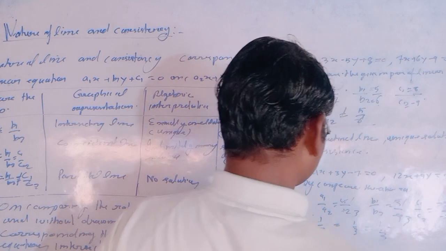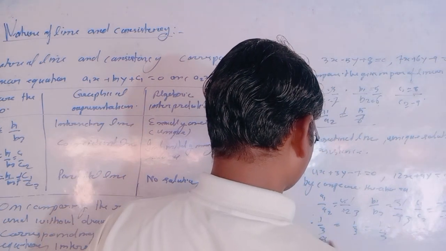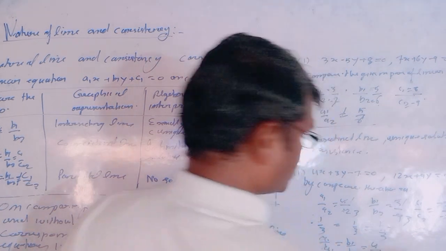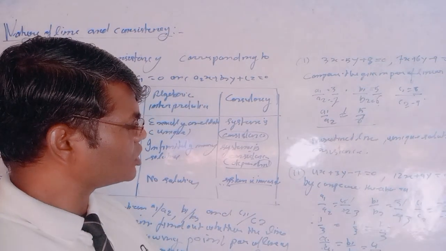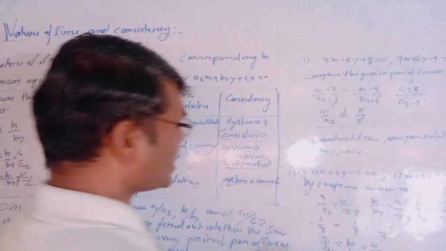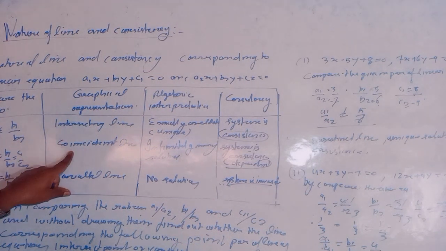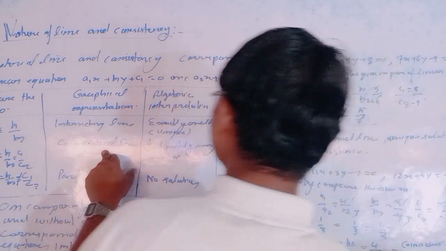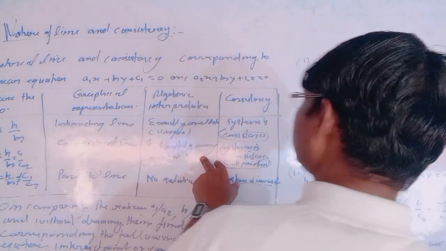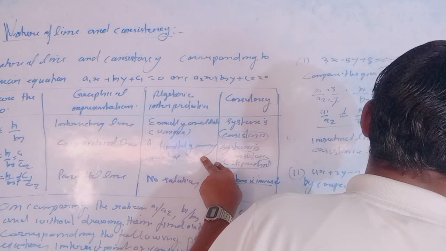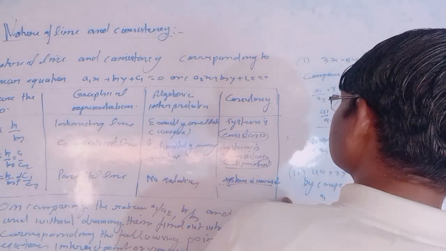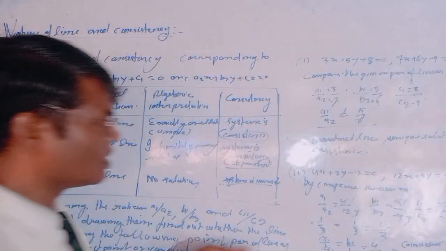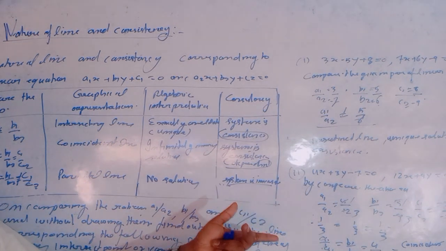So 1 by 3 means that a1 by a2 is equal to b1 by b2 is equal to c1 by c2. This means that the lines are parallel and coincident. It is coincident, with infinitely many solutions, and the system is dependent. These are some of the solutions.